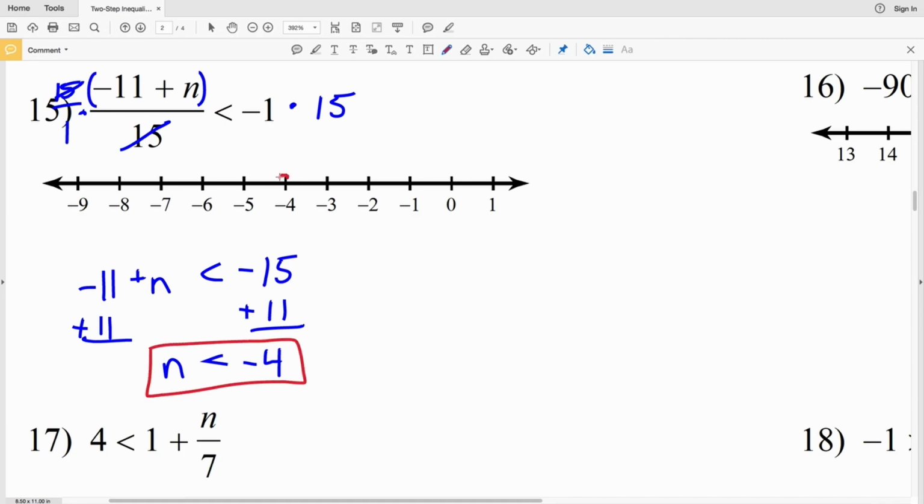Go ahead, circle the negative 4. Do not fill it in though, since n is only less than negative 4. So shade in everything to the left.